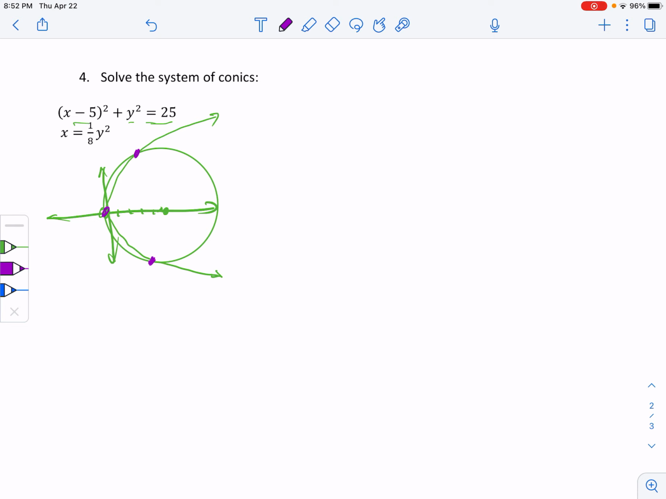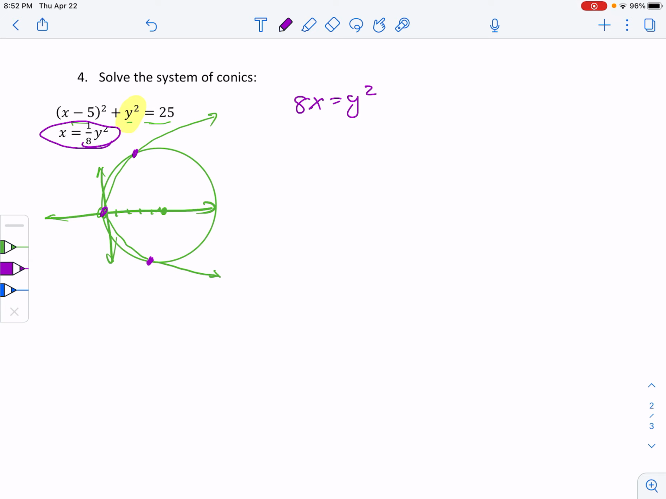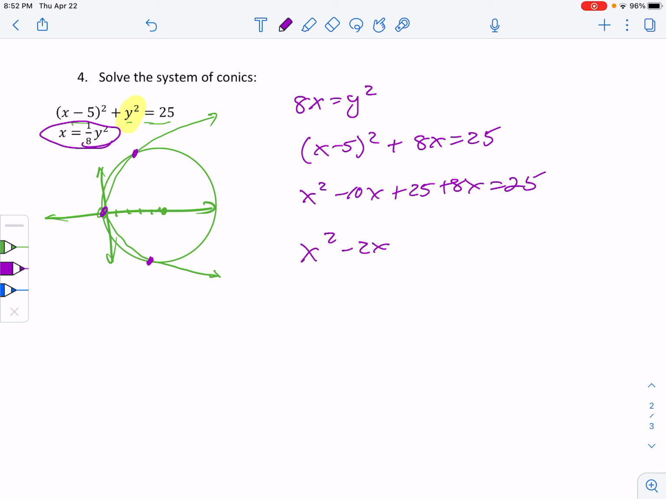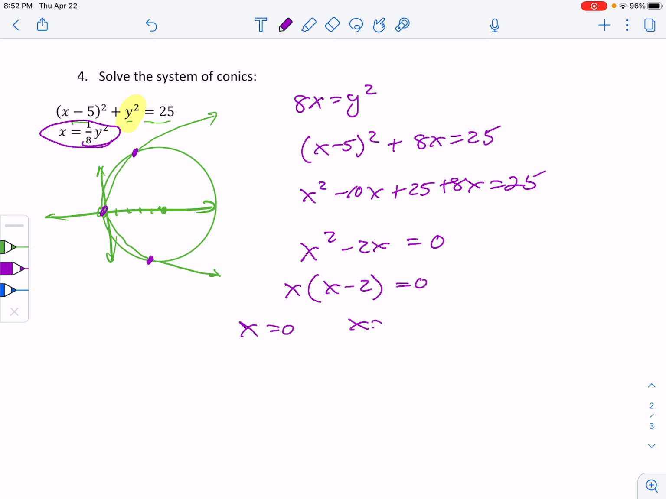Well, I'll look at my two equations. If I take this one and solve for x squared, I get 8x is equal to y squared. And then I'm going to come in here and replace y squared. So I have x minus 5 squared plus 8x equals 25. You have to FOIL that. You get x squared minus 10x plus 25 plus 8x equals 25. It's a quadratic. You always set it equal to 0. So you get x squared, you have minus 10 plus 8, so that's negative 2x. Subtract 25, it goes away. You pull out an x, and you get x times x minus 2. So my x values are x equals 0 and x equals 2.